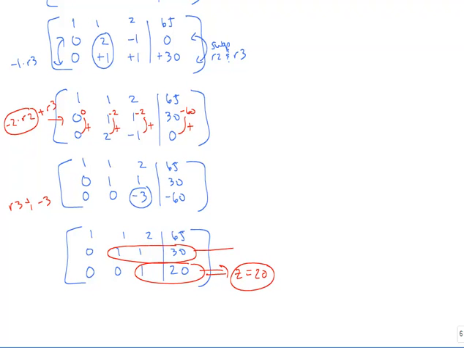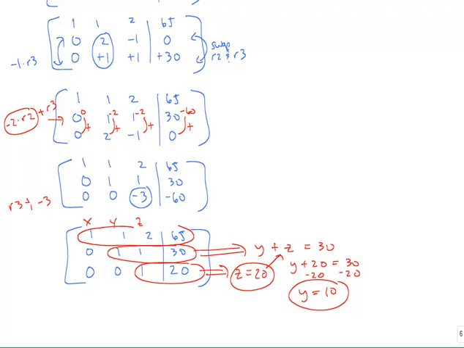Back up one row. If I translate this, we get 1y plus 1z equals 30. If I substitute in 20 for z and subtract 20, we get y is 10. And then I'm going to back up one more row and translate.